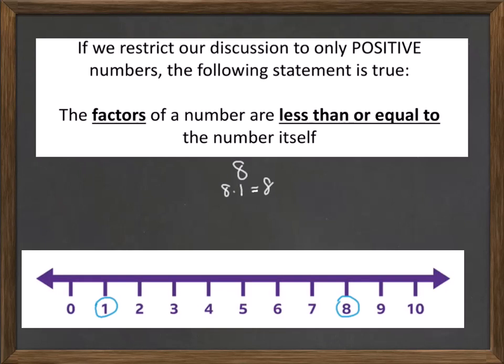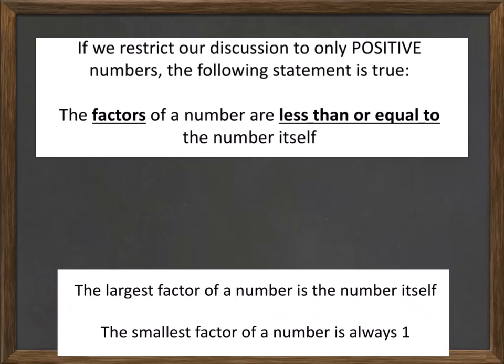What else multiplies up to 8? 2 times 4 also multiplies up to 8. So we see the numbers 4 and 2 are also factors of 8. Therefore, if we're listing the factors of 8, the factors of 8 are 1, 2, 4, and 8. Let's see if we can come to any conclusions about factors by looking at these numbers.